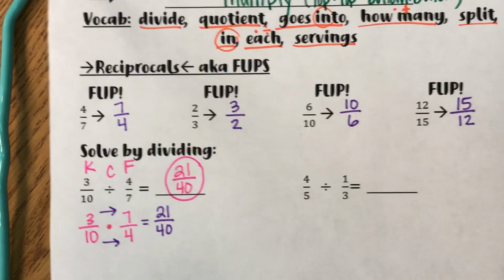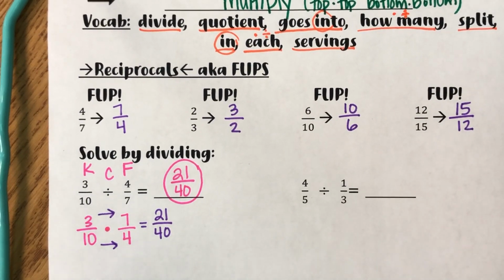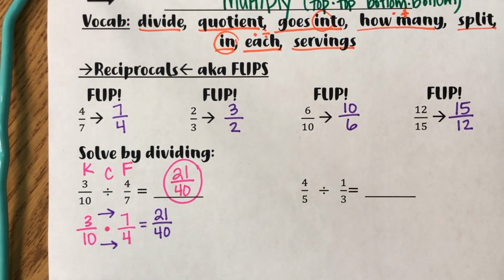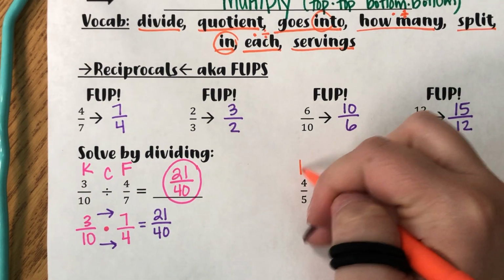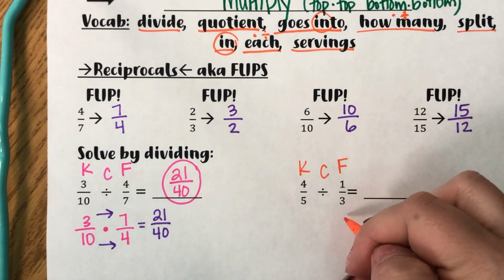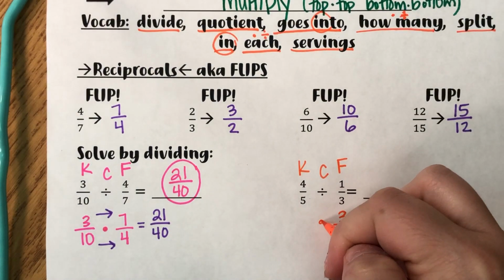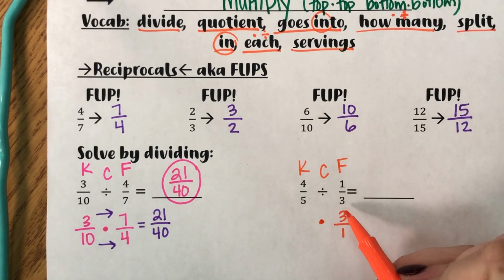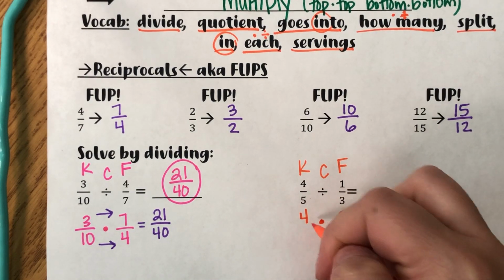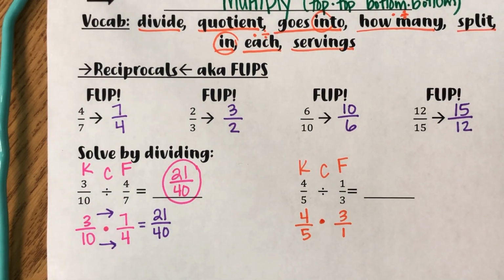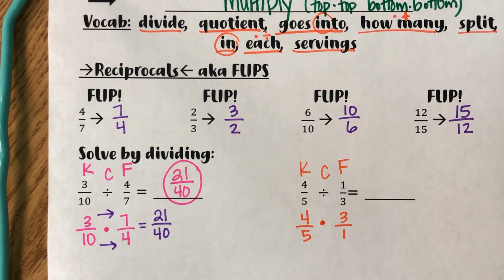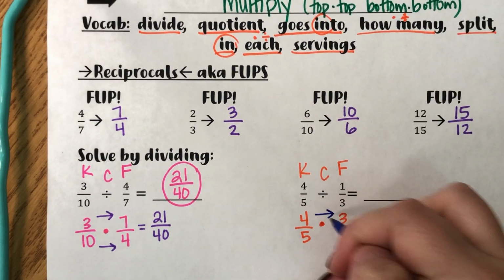Our next problem is 4/5 divided by 1/3. I see the division symbol and my fractions, so I'm going to keep it, change it, flip it. Dividing fractions, don't ask why, flip the second and multiply. I flipped my second fraction over and changed my symbol to multiplication, and I keep my first fraction the same. So I keep, I change, and I flip. And now I'm just going to do top times top and bottom times bottom.